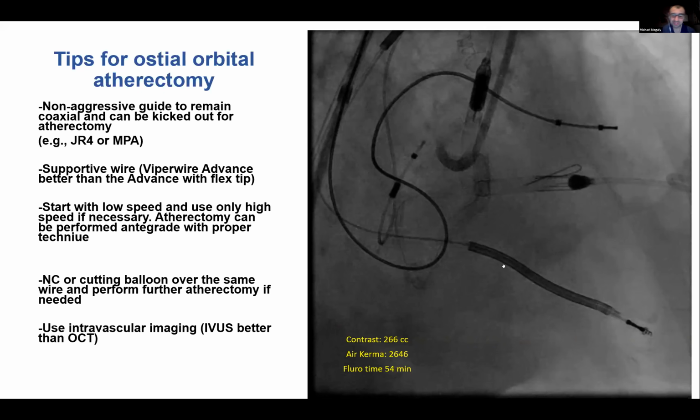Well, I think the first attempt is to try to rewire it again and hope that you're lucky to not just go through the hole and be able to deliver it distally. But if you cannot, I'd say that's a bad situation. That's not ideal.